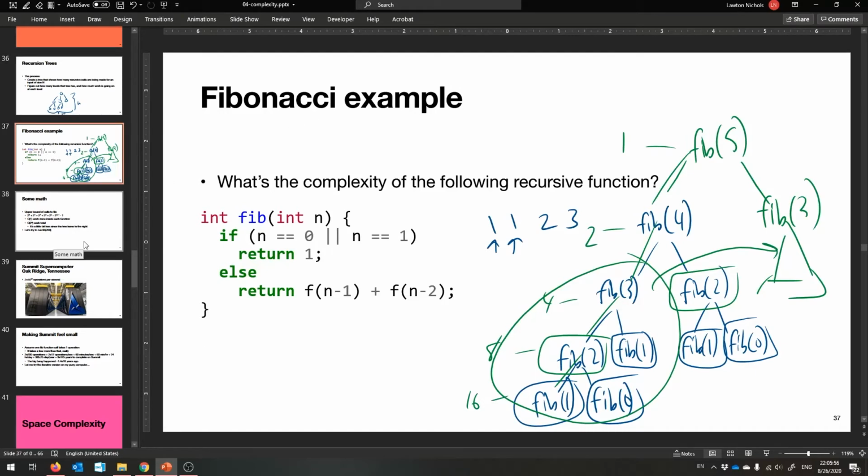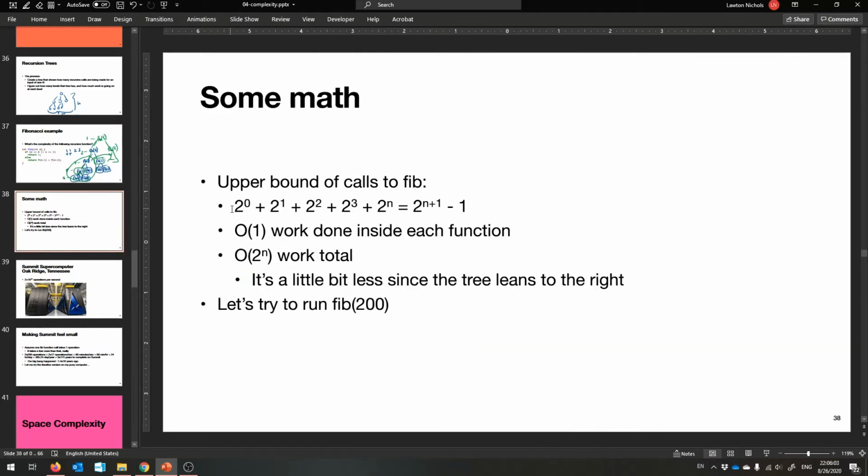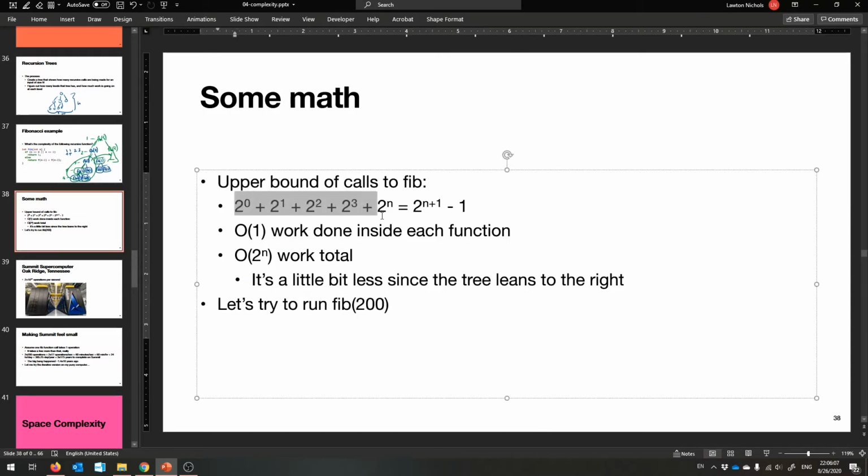So that's kind of what I want you to see here. And so do some math. The upper bound of calls to fib is 2 to the something, all of these things. 2 to the 0, plus 2 to the 1, plus 2 to the 2, plus 2 to the 3, all the way to plus 2 to the n. There should be a dot dot dot in between.